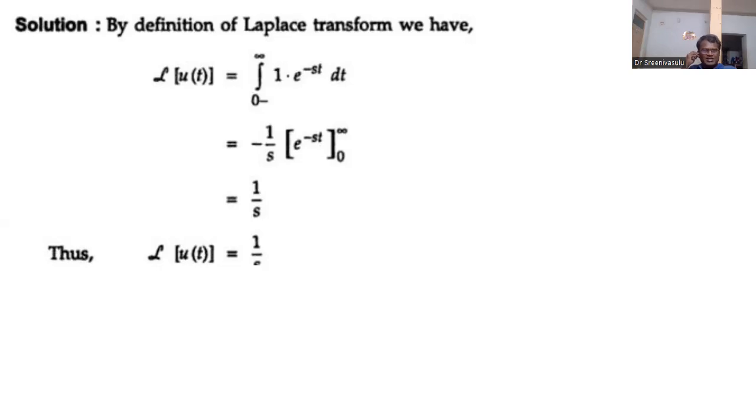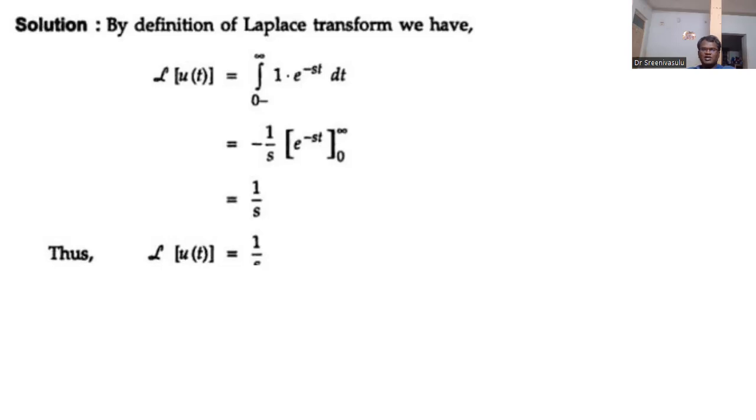Suppose s is less than 0. Already there is a minus. Whenever s is less than 0, it is negative. Minus into minus gives plus, so it becomes e power infinity. Then it is not going to exist. That's why you need to apply the condition, that is the ROC. Definitely s is greater than 0. For the existence of this Laplace transform, you need to write that s must be greater than 0. So it is the condition, it is nothing but the ROC.